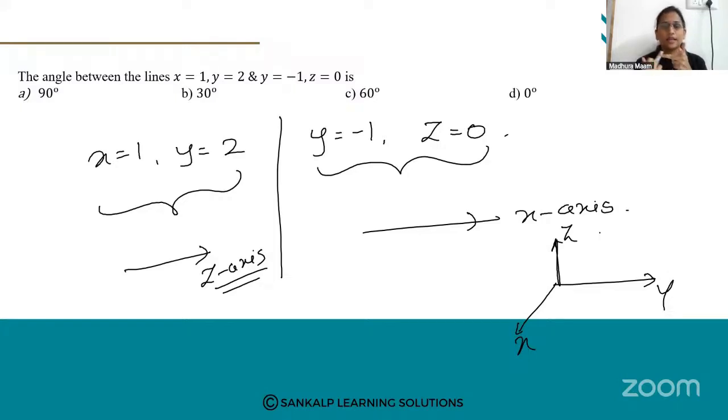It will be 90 degrees. X and y are perpendicular to each other. Y and z are perpendicular to each other. Z and x are perpendicular to each other. Correct?